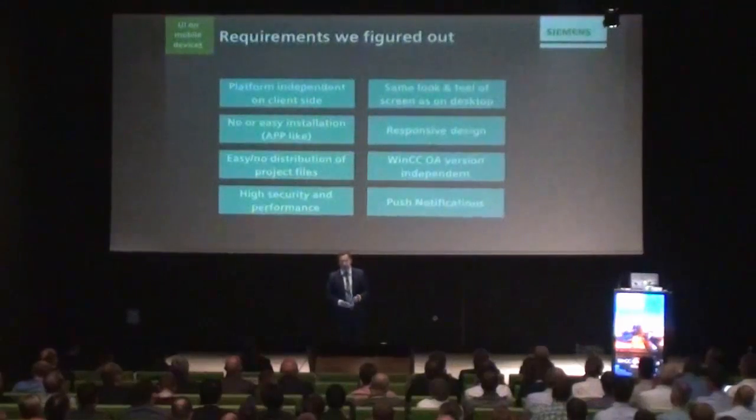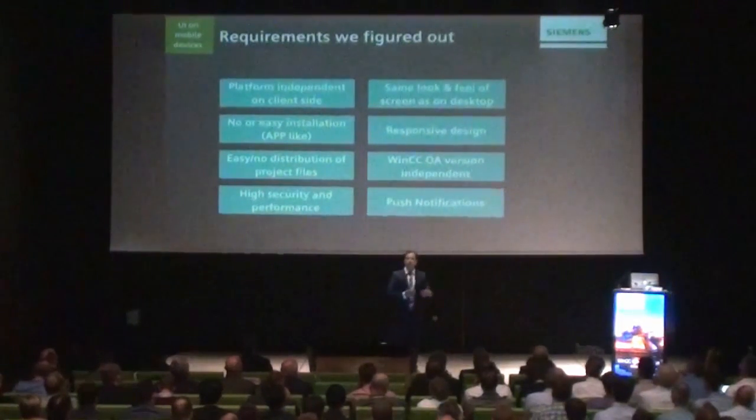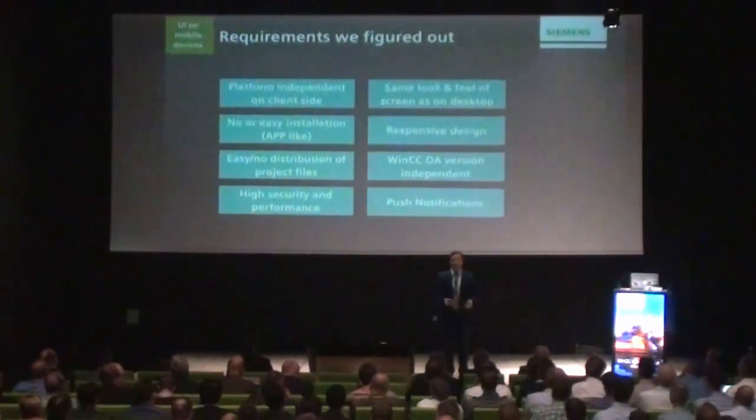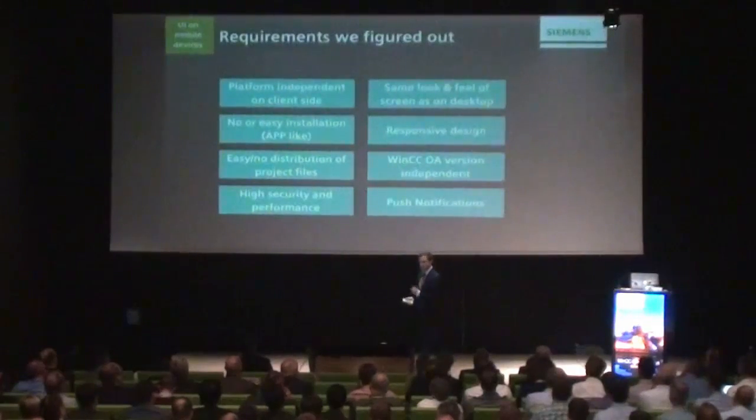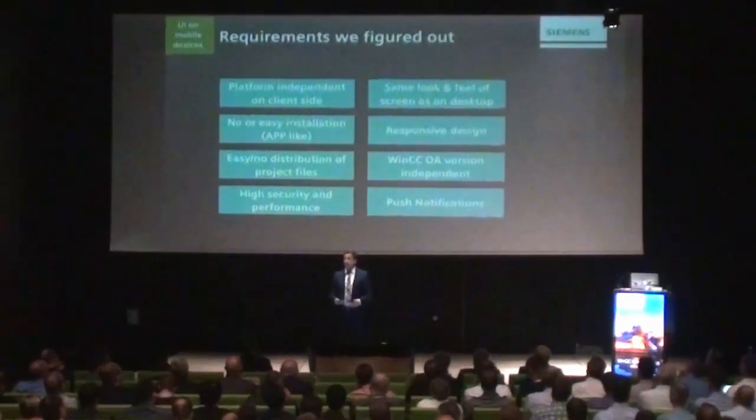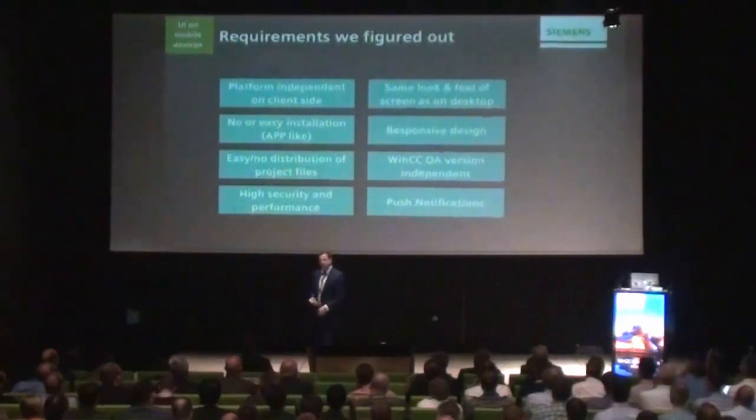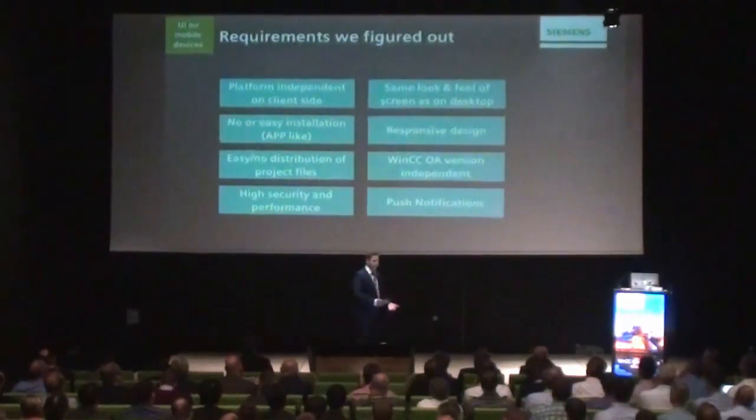WinCC OA version independent. I don't want to have 3 or 4 or 5 different clients for the 3 or 4 different versions of WinCC OA I am using in my plant. There's one client and it should connect to all of my different servers, and I don't want to know which version there is and if there is any problem. And one interesting part is you want to have push notifications. We all know this from our normal apps, from our schedules and all that, these nice push notifications which pop up and tell you that you have something to do.